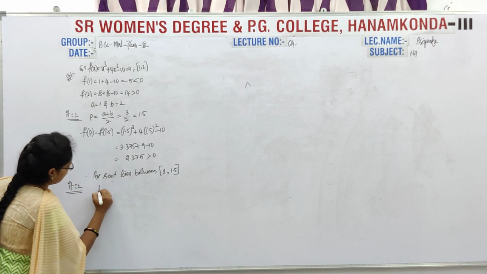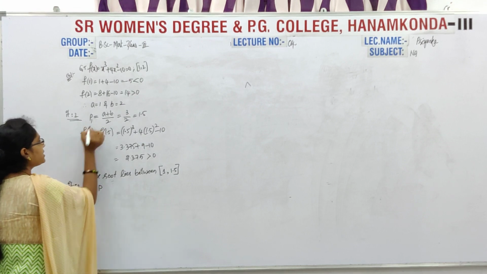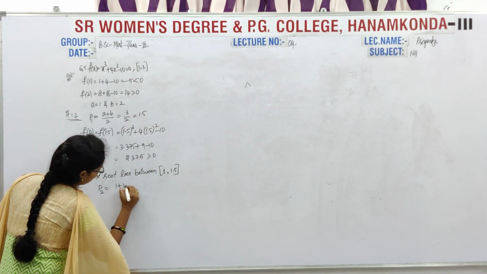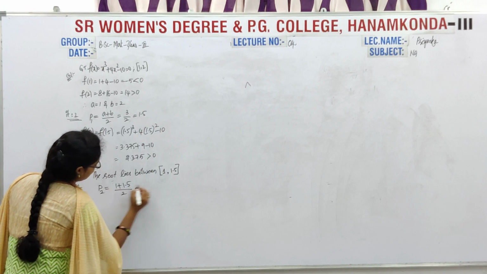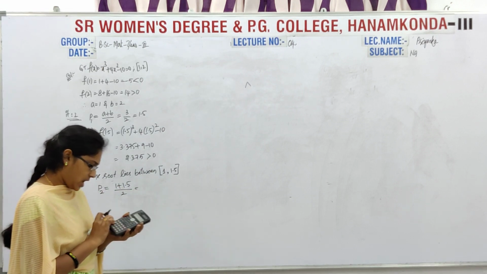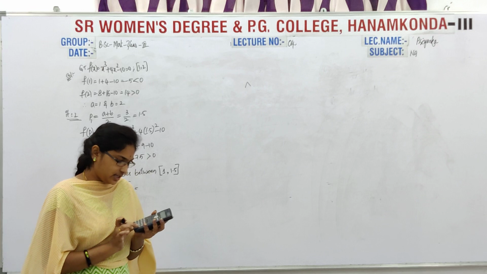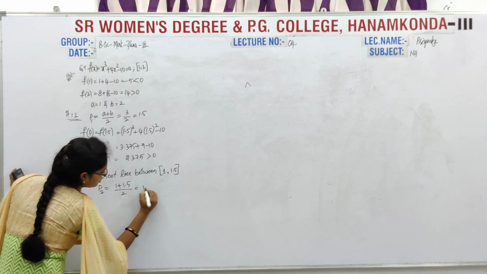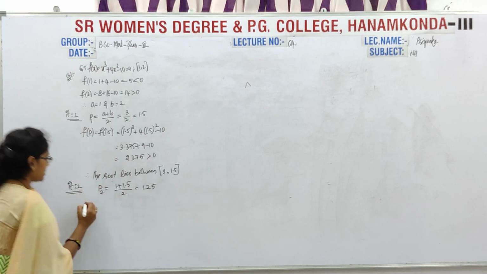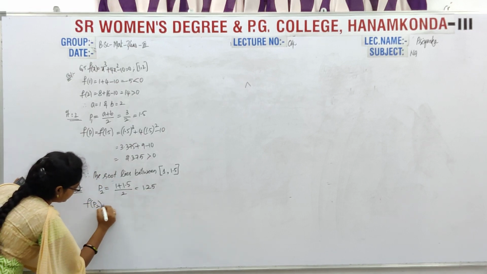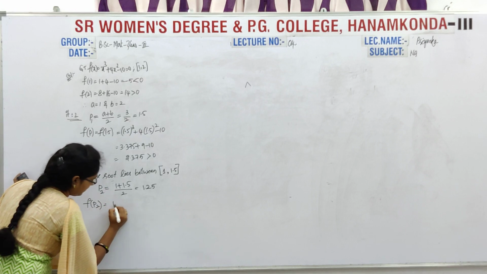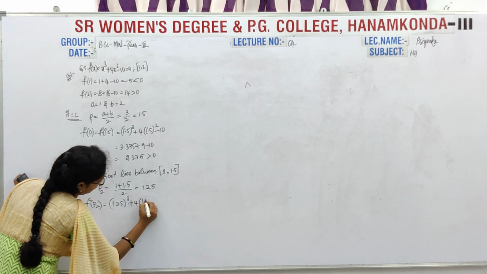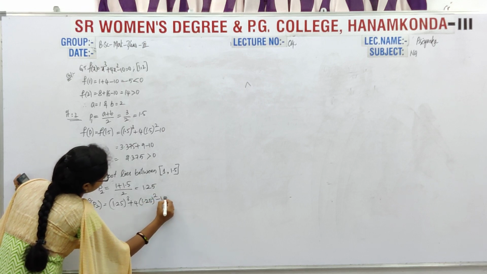In this iteration what we have to calculate, of course, is P2. P2 equals (1 plus 1.5) by 2. So it is 1 plus 1.5, directly 2.5 whole divided by 2, which is 1.25. Okay, so it is 1.25. Next again what we have to do is f(P2). f(P2) means 1.25 whole cubed plus 4 into 1.25 whole squared minus 10.